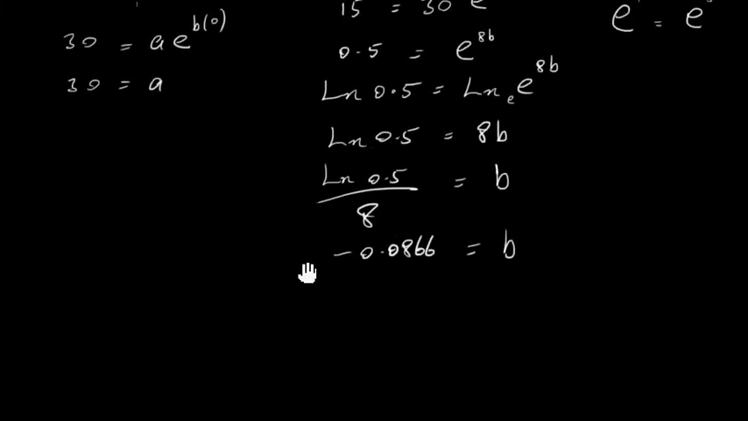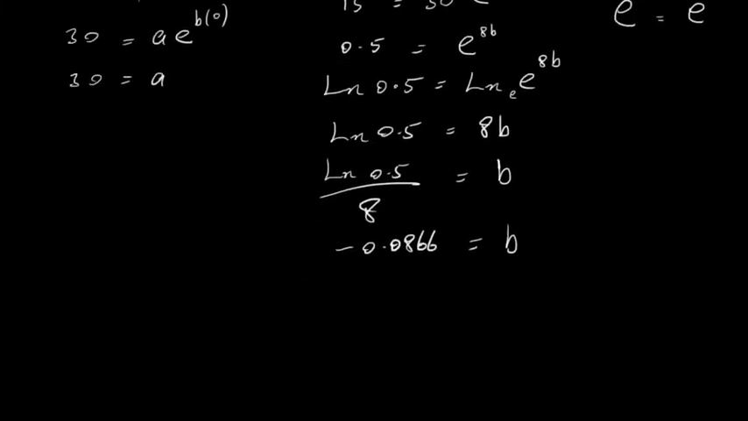Let's just put those into our equation then. We started with Q is equal to A e to the power of bt. We now know that A is 30 and our B is minus 0.0866.